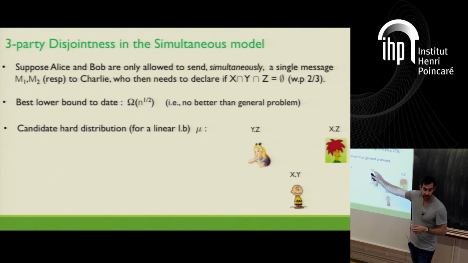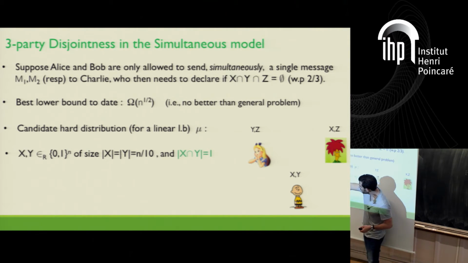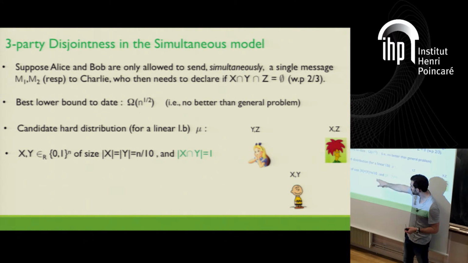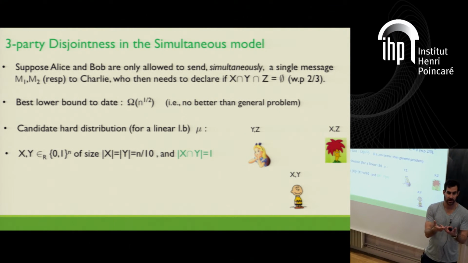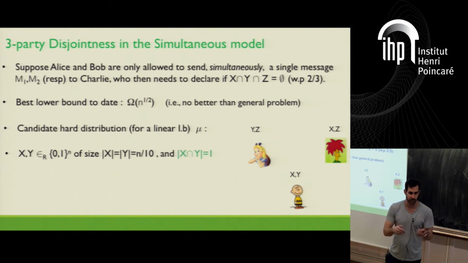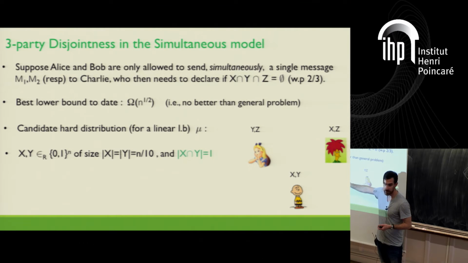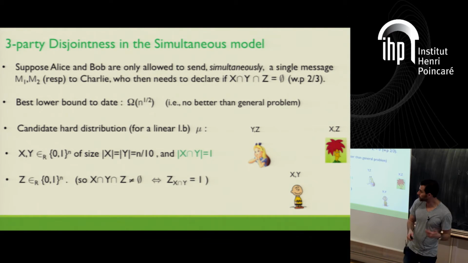I need to give you a distribution on x, y, and z. So x and y will be n-bit strings, which are just uniform random subsets of n elements of size, let's say, n over 10 or so, conditioned on having a unique intersection. Okay? So they intersect only in one place. Let's call it J, so it's a coordinate J. And what is Charlie's input?